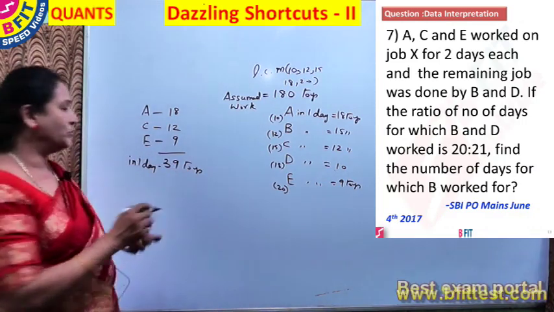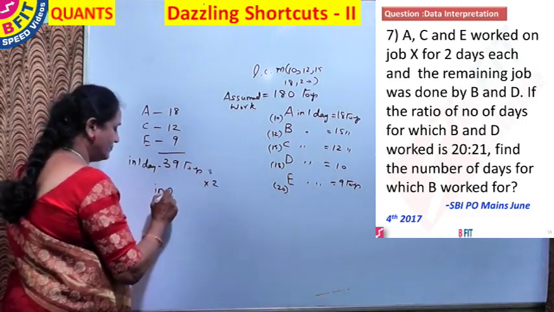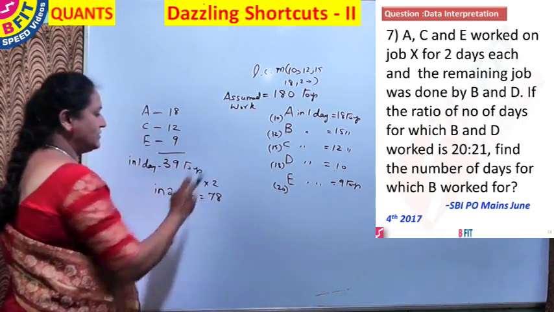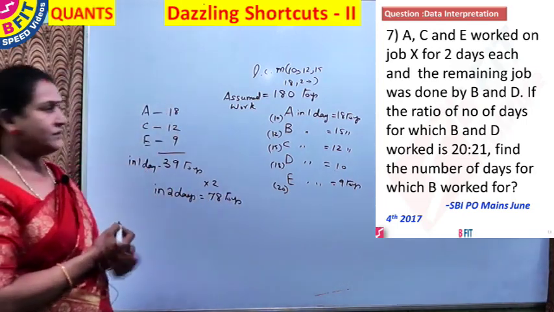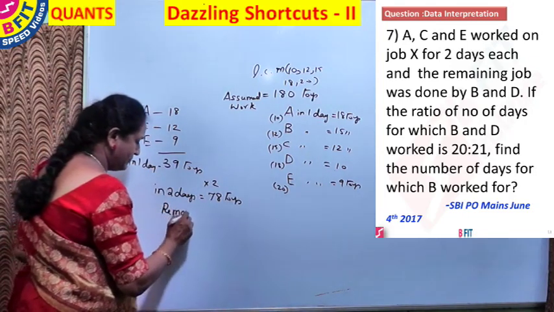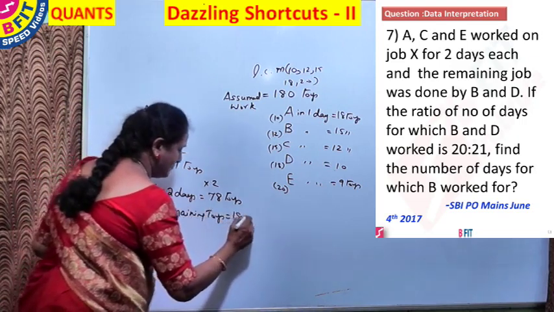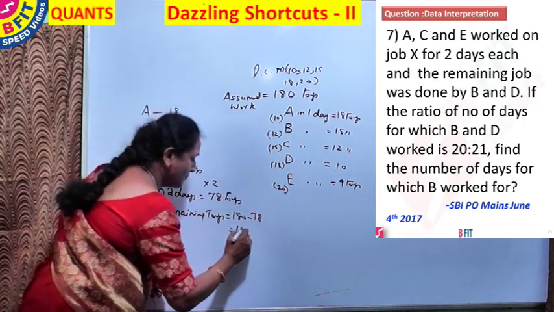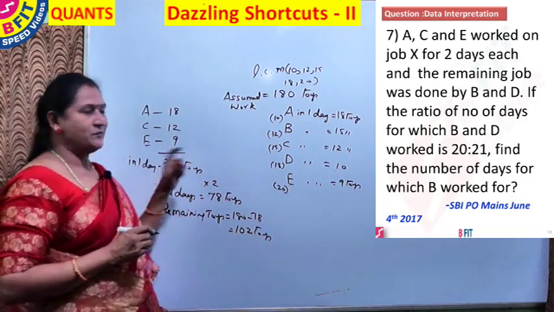If they are working for 2 days each, multiplying this by 2, 39 into 2, 78 toys they have made. So what is the remaining number of toys? 180. Subtracting 78 from 180, we have 102 toys. So this 102 toys is done by B and D.